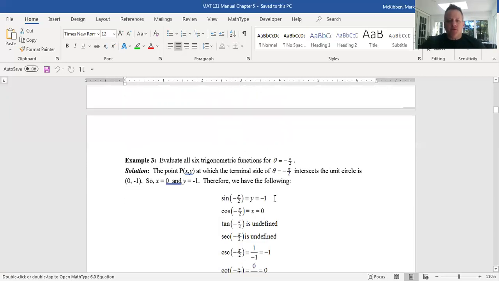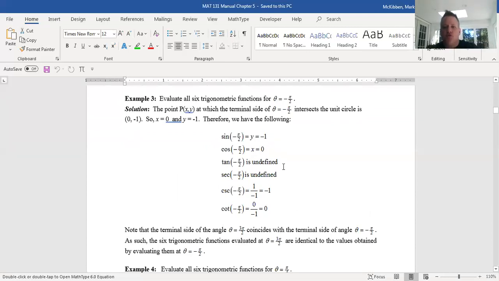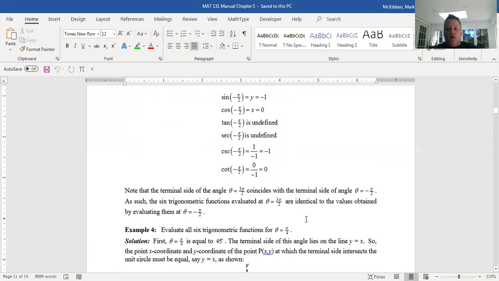All right, so let's look at that. Since the point is 0, -1, if you plug in 0 for x and -1 for y into our definitions, you get the sine, the cosine, and so on and so forth. Okay. All right, now the other three that we want to do are the standard angles in the first quadrant. They're pi over 6, pi over 3, and pi over 4.